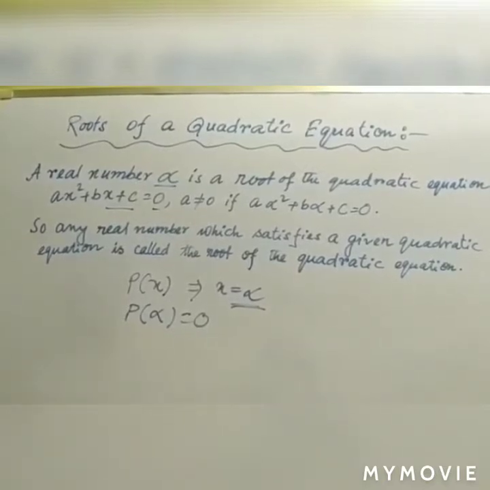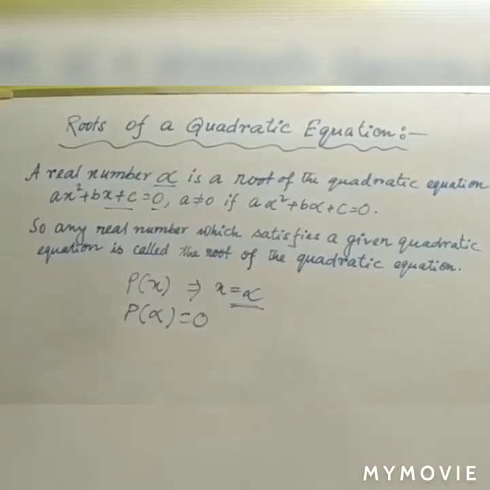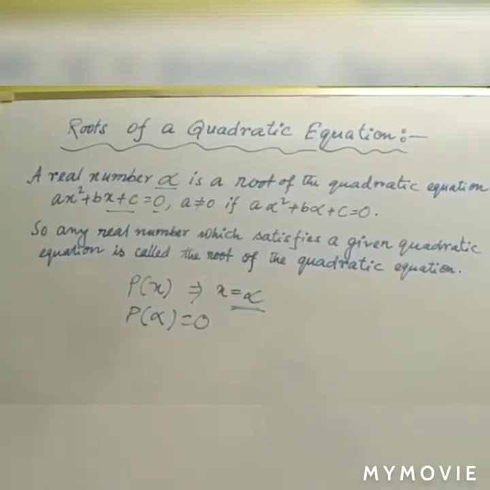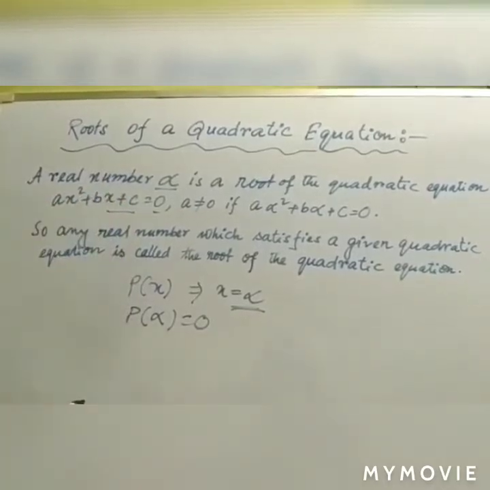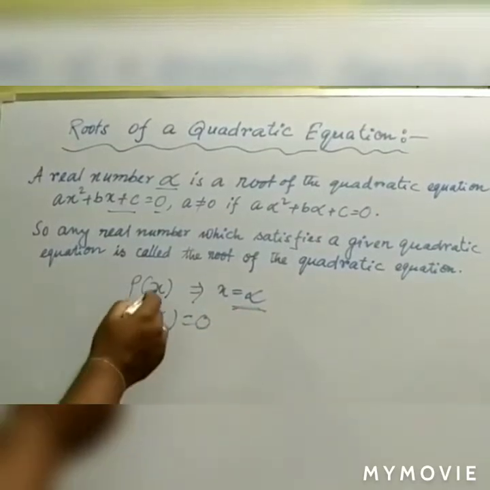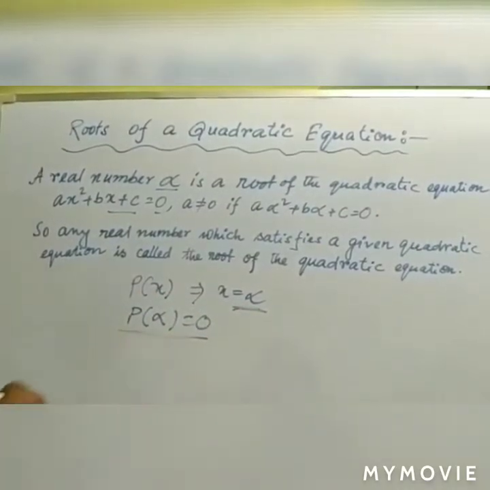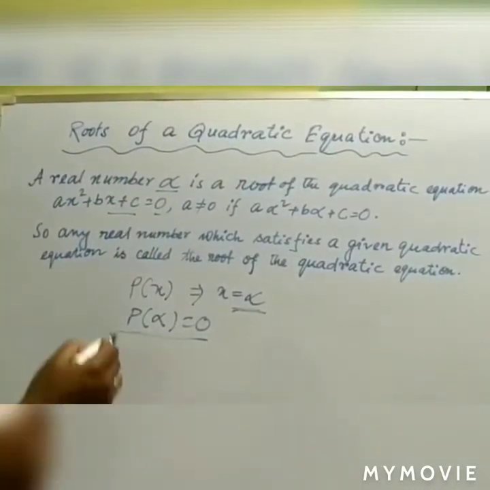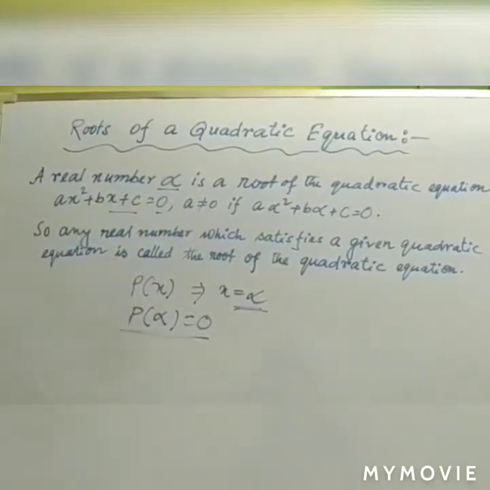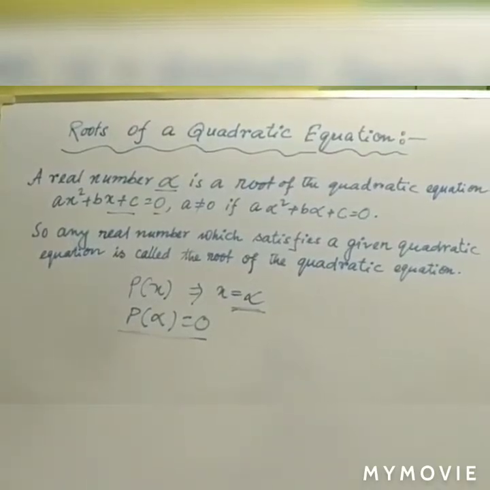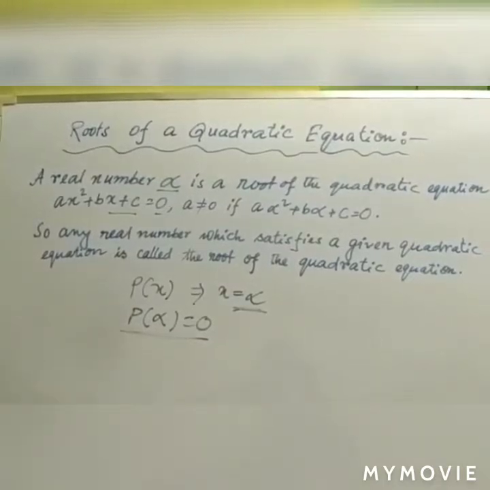So the zeros of a quadratic polynomial and the roots of a quadratic equation are the same. As you can see, alpha will be a zero of the polynomial p(x) if p(alpha) equals 0. Similarly, alpha will be a root of the quadratic equation if it satisfies the given quadratic equation. That means the root of the quadratic equation and the zero of the polynomial are the same. So you need to understand this about the root of a quadratic equation.